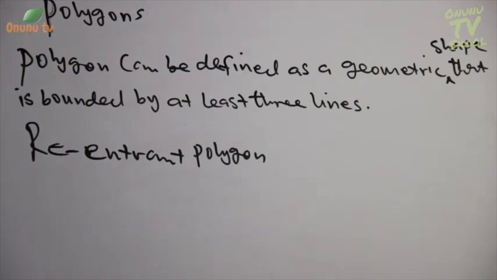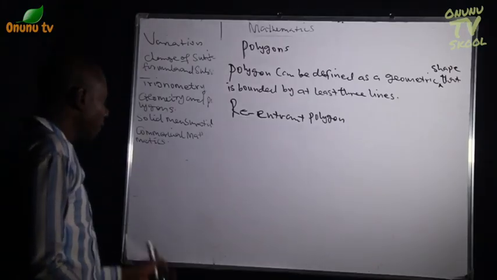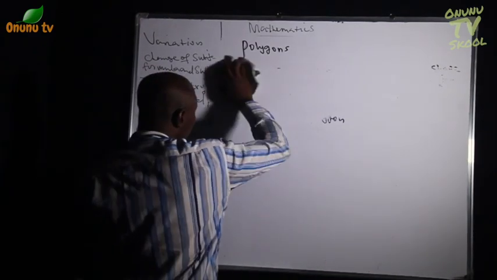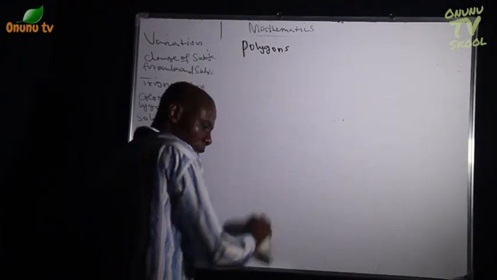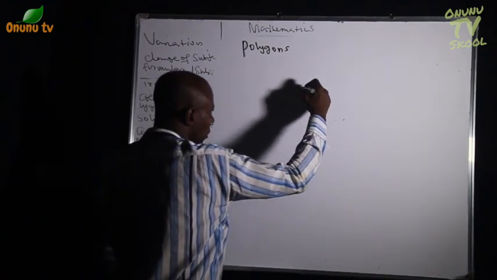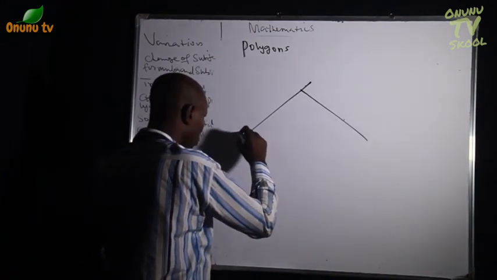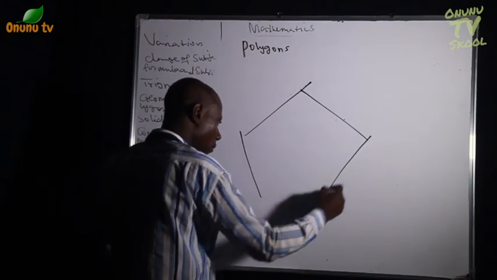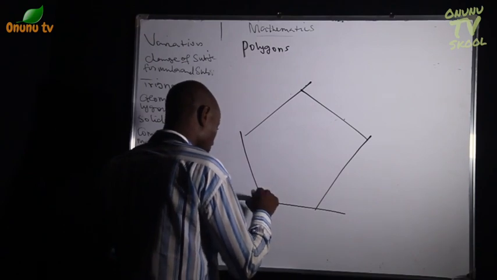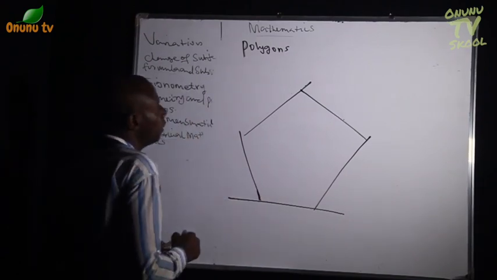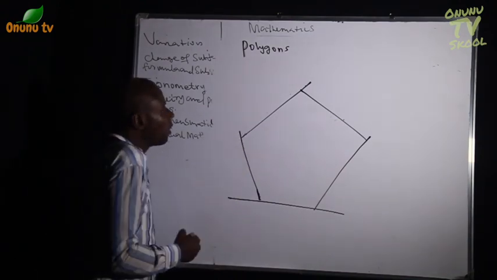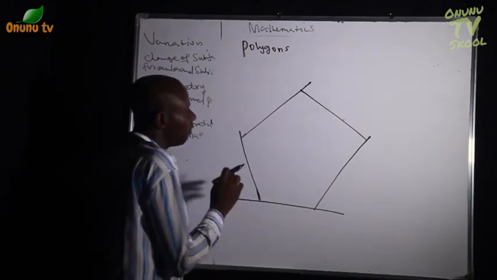Now, we know that in any polygon, we must have interior angle and exterior angle. Let me use a diagram to illustrate that. Let's use a typical pentagon to illustrate what I'm saying. 1, 2, 3, 4, and 5. This is what we call pentagon. Why? Because it's bounded by 5 sides. Yes, 5 lines. 1, 2, 3, 4, 5.